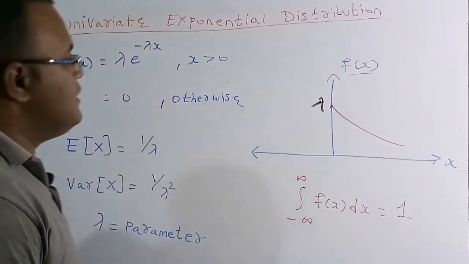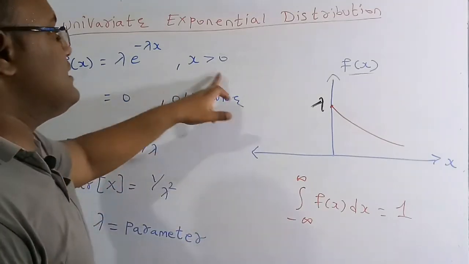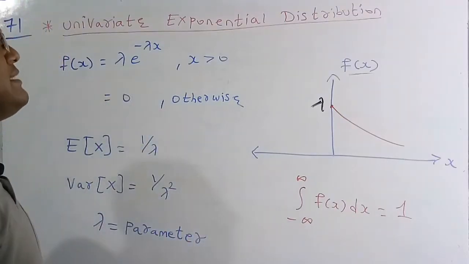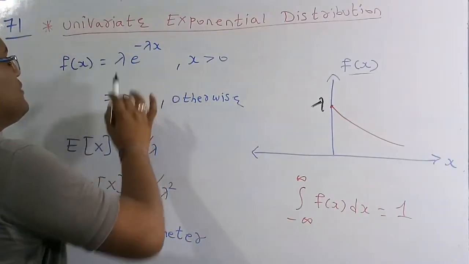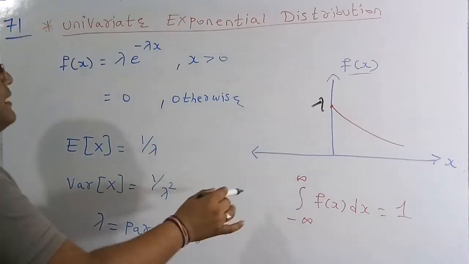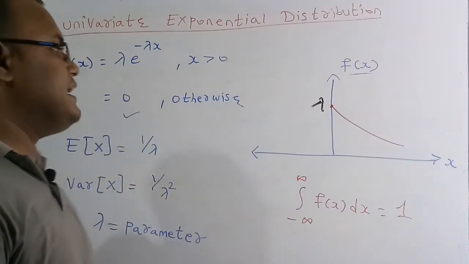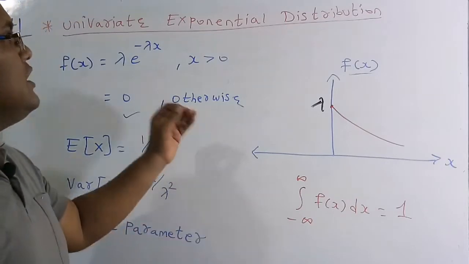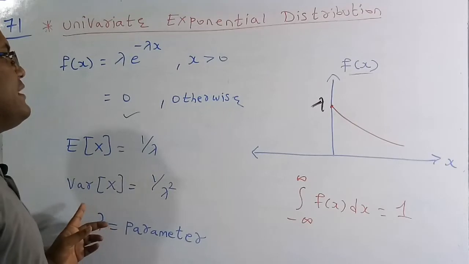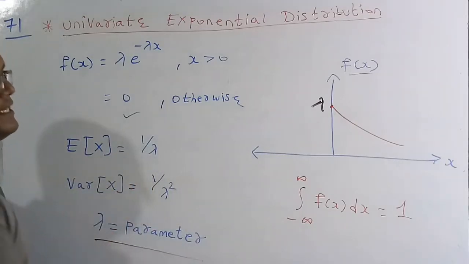Now we are going to define this function f of x. For x greater than 0 this graph follows the curve lambda times e to the power of minus lambda x. If you substitute x equal to 0 we get lambda. So for x equal to 0 its value is lambda, and for the remaining range its value is 0. Then the expectation of the random variable in this univariate exponential distribution is 1 by lambda, whereas the variance of the random variable is 1 by lambda square, where lambda is called the parameter in this case.